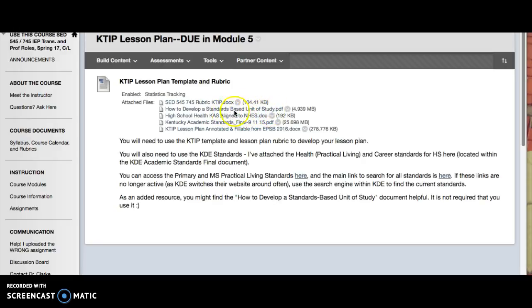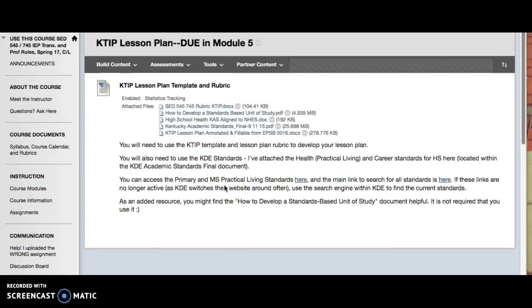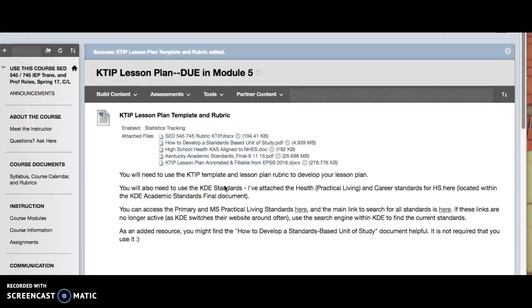If you haven't developed a standards-based lesson before, I'd recommend you look at that. While we're not doing an entire unit of study, we're doing one lesson plan, this still has the foundational information that you will need. In addition, I've linked us to the high school health standards and the entire Kentucky academic standards that has the career standards, because the lesson plan that you're going to work on focuses specifically on transition skills.